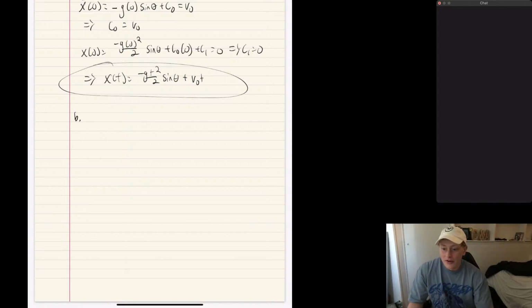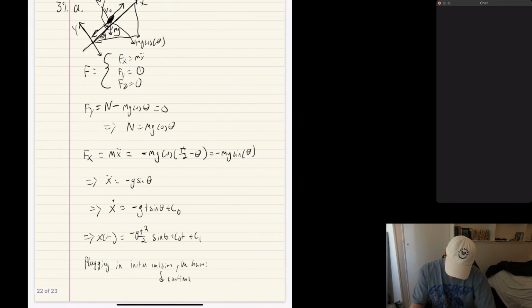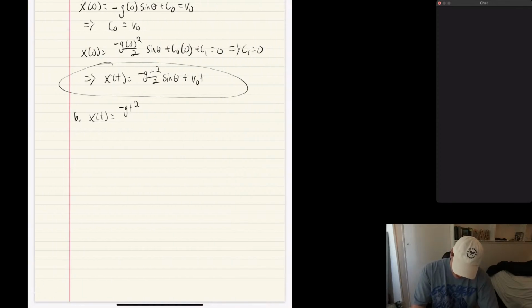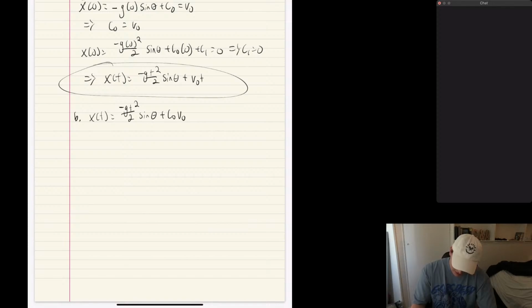Okay. How long will the puck take to return to its starting point? So that would just be when it gets back to 0. So we want to see when x of t is equal to 0. So that would be x of t is equal to negative gt squared over 2 sine theta plus v0t. I could have just looked at it right there. It's equal to 0. So one of the solutions should be t equals 0, which we already know. Just factor it out.